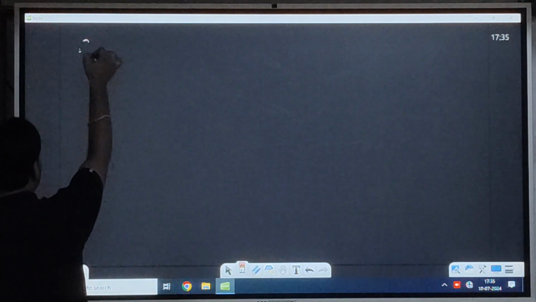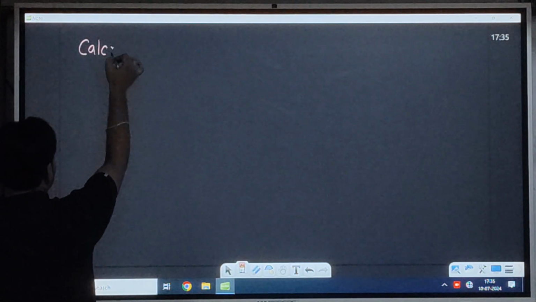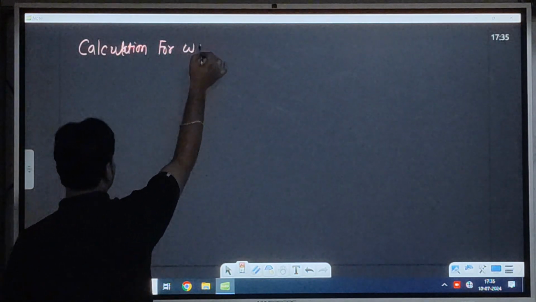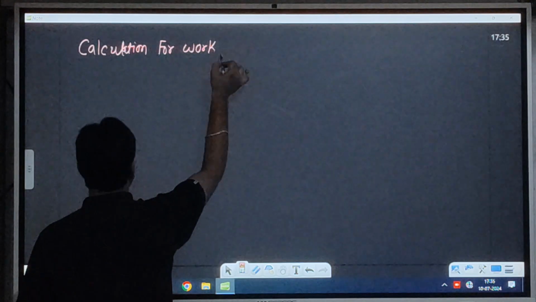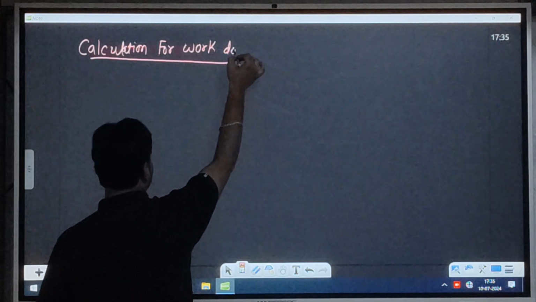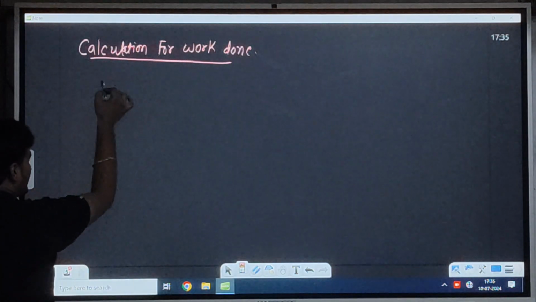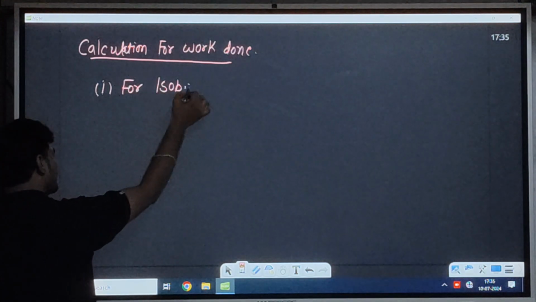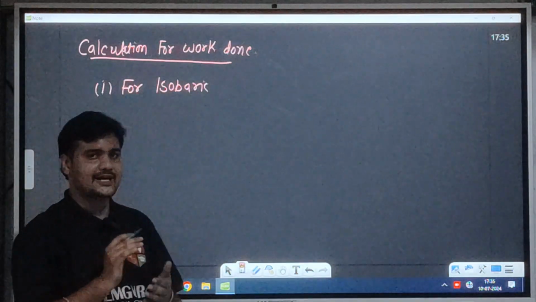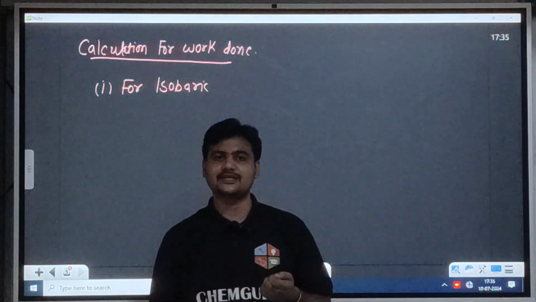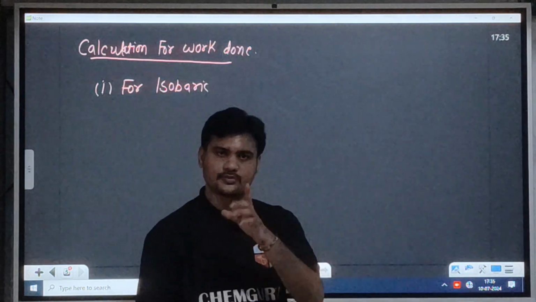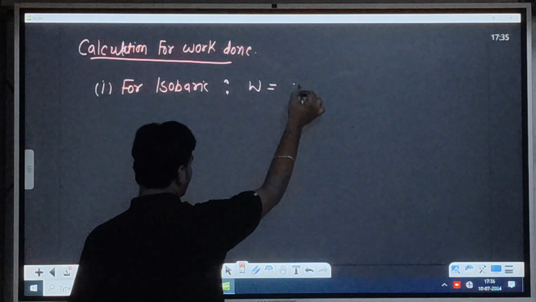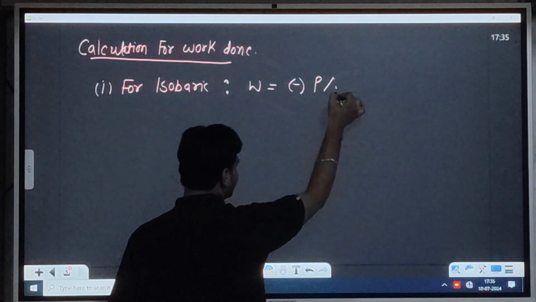Okay, so work done: calculation of work done for different thermodynamical processes. So first of all, what do we calculate? For the isobaric process. Again, the general formula that I developed: W is equal to minus P external delta V. I hope you are getting it. So for isobaric, I can write W is equal to minus of P delta V.